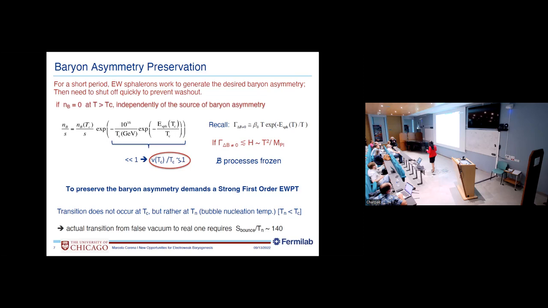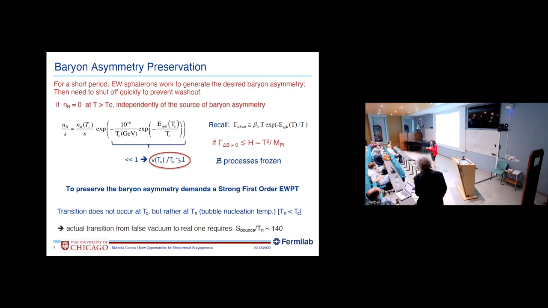And in order for this to be much lower than one, I can deduce, because I told you that the sphaleron energy is proportional to v, that I need v(T critical) over T critical to be larger than of order one. And v(T critical) over T critical larger than of order one is what we define as a strong first order phase transition. Okay? So there are two conditions.